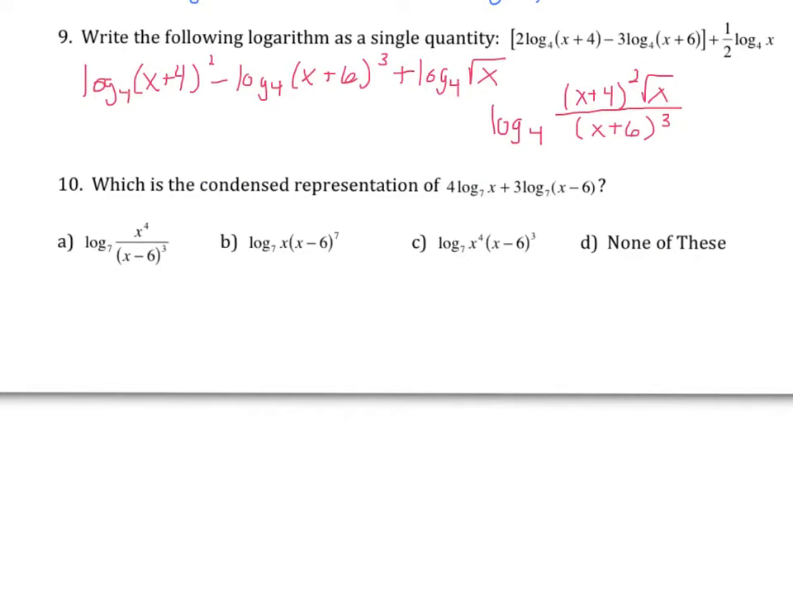And then for number 10, we want to condense the logarithm and select which answer it matches with. So again, I'm going to take all of the coefficients and move them to the exponents. So I have log base 7 of x to the 4th plus log base 7 of x minus 6 cubed. And then those will get condensed by multiplication since we have addition. So we'll have log base 7 of x to the 4th times x minus 6 cubed, and that is choice C.